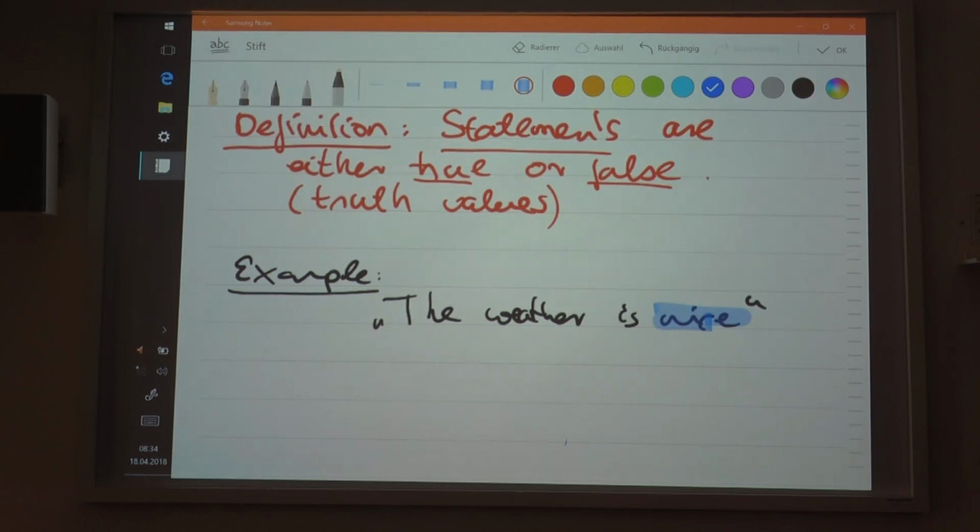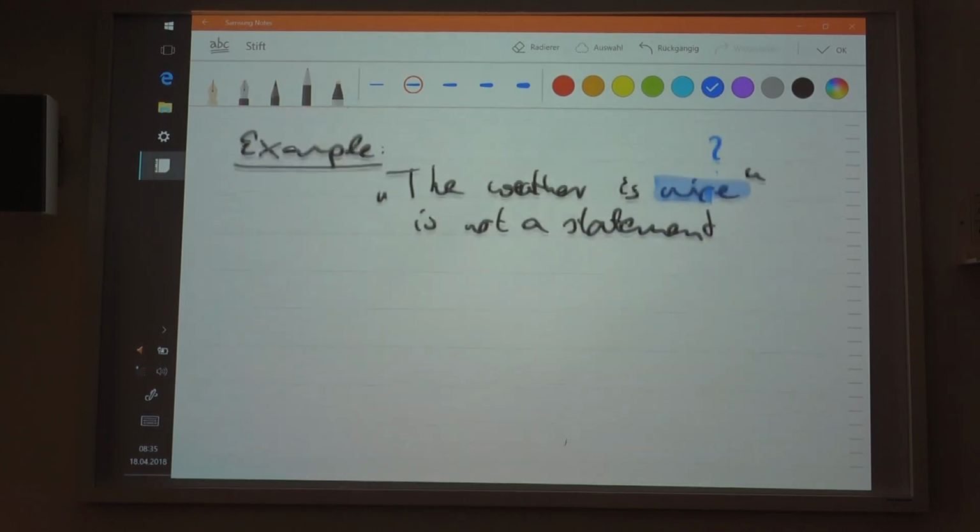So this is not clear in that case. What is nice? This is not obvious. So in that case, this is not a statement. Although you might consider that expression to be true right now, there is no definition of the word nice, so it cannot be regarded as a statement.